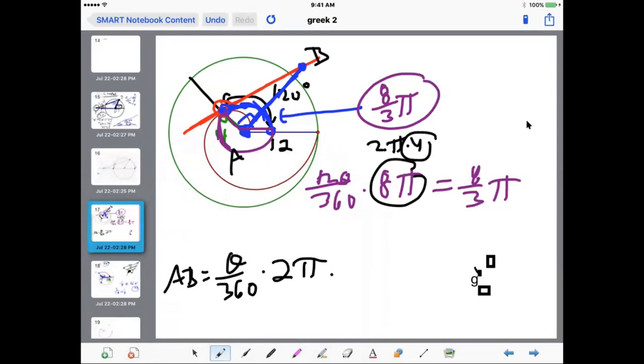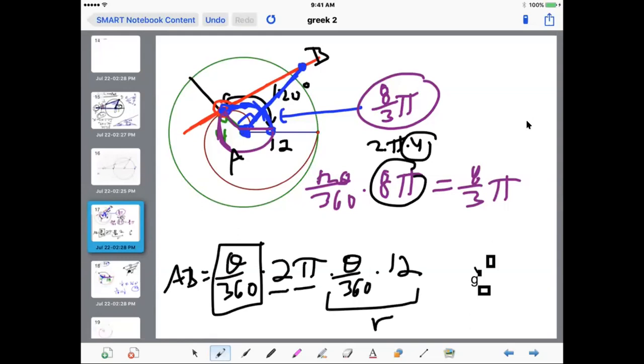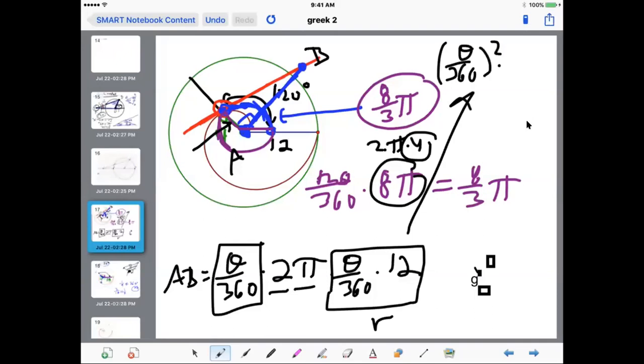But the 4 was theta over 360 times 12. This is basically the percent of the circle that the arc is, and this is 2 pi, and this is r. If you were able to say that this green line was 4, because you're like, oh, it's 1/3 of 12. That's basically what this is. That's if you want to do this as a formula. You could combine stuff also. I don't like to, but I suppose you could say theta over 360 squared times 24 pi.